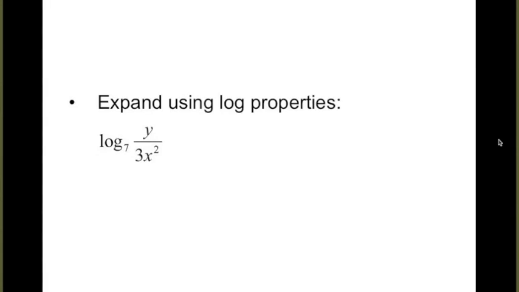So another expanding problem. With expanding, remember we're trying to get each letter and each number all by itself. So the first thing we're going to take care of is the division. So I'm going to go log base 7 of y minus log base 7 of 3x squared. Top thing minus bottom thing. Log base 7 of y is all set, because that y is all by itself. But 3x squared, that's too much inside of there still. We want them all separated and alone. So we need to separate that out.